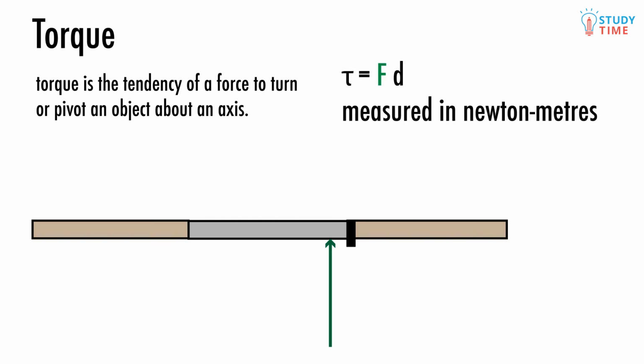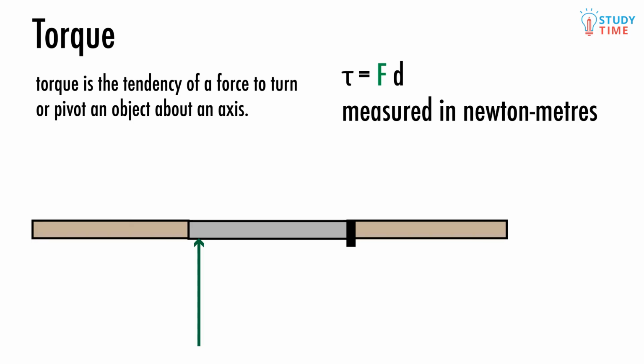The equation for torque is tau equals F times d, where F is the force applied straight on to the door and d is the distance from the hinges or axis in meters. We measure torque in Newton meters. If we increase the distance d from the hinges or rotational axis and keep the force F the same, we can see that bigger distances have bigger torque. And because we're good students and remembered the definition of torque, we know that bigger torque means a greater tendency for the force to pivot the door.